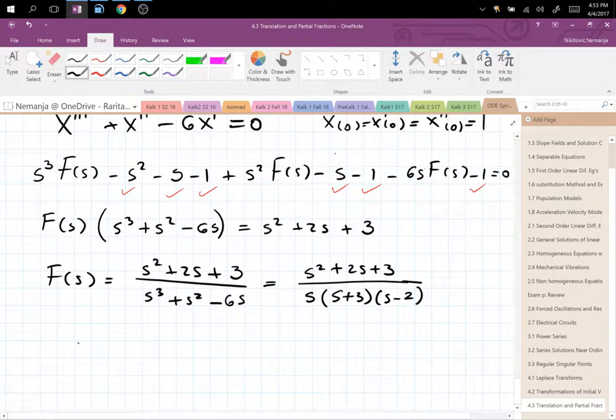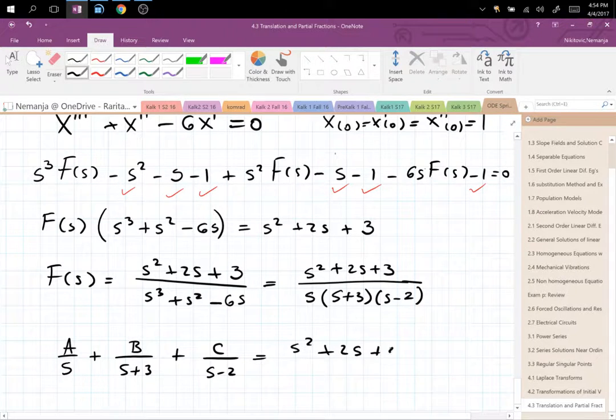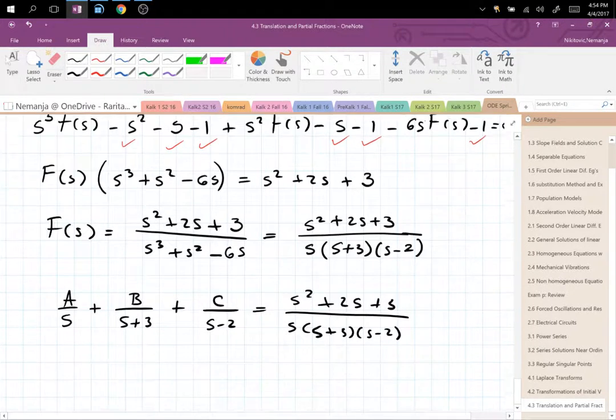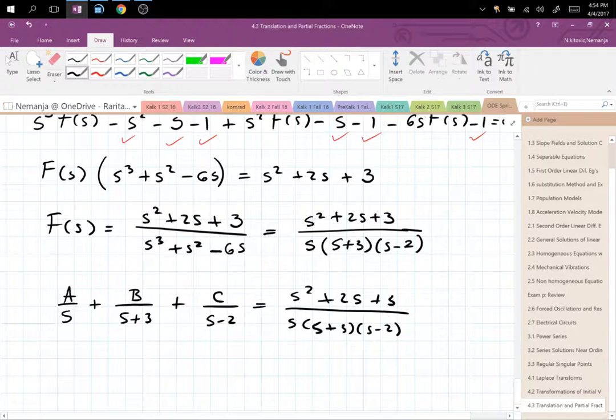So now, partial fraction decomposition: A over s plus B over s plus 3 plus C over s minus 2 is equal to s squared plus 2s plus 3 divided by s(s plus 3)(s minus 2). Alright, so I have this one multiplied through. For the first one I'm missing s plus 3 and s minus 2. For the second one I'm missing s and s minus 2, and this one is s and s plus 3.